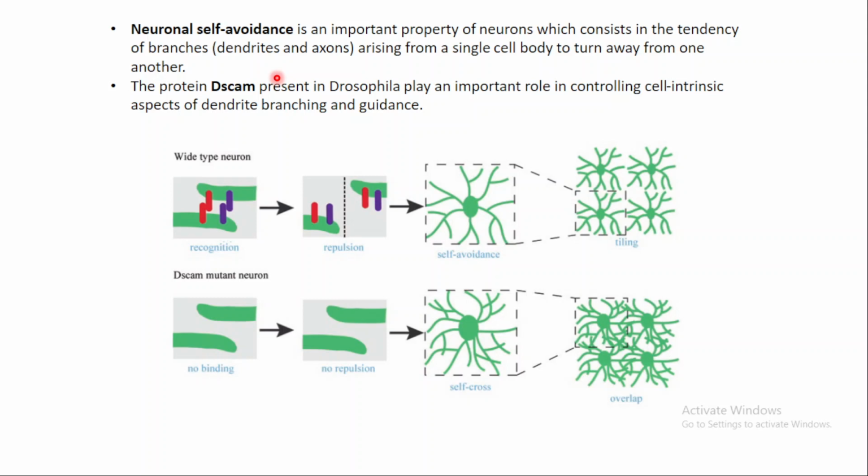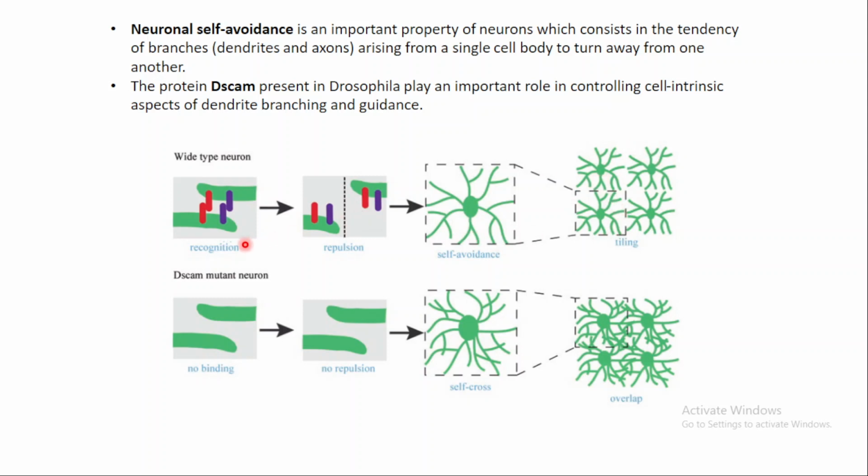So how does the neuron know that this is my own dendrite and I do not have to connect to them? This is due to the presence of the protein DSCAM. So in Drosophila, the protein DSCAM plays an important role in controlling cell intrinsic aspects of dendritic branching and guidance. So a similar kind of DSCAM pattern will be present in dendrites arising from the same neuron. So those dendrites will repulse each other and thereby perform self-avoidance. So they will not form connections with self, they will form connections with other new neurons.